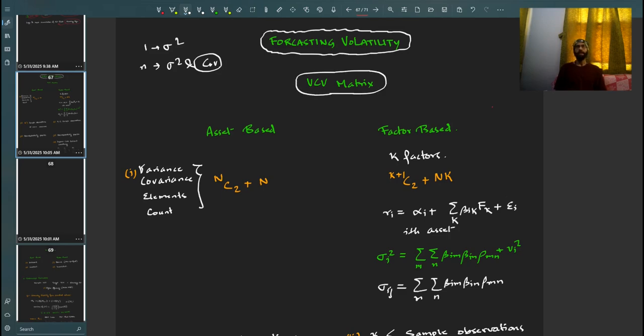Variance covariance matrix. Now this matrix can be constructed in majorly two different ways. One is the asset based way and second is the factor based way, right? These two are the major ways in which the VCV matrix can be constructed. Now they have their own advantages and disadvantages. We will first talk about the advantages of factor based VCV matrix and then we will move on and talk about the advantages of asset based VCV matrix, right? First, let us talk about the advantages of factor based VCV matrix over the asset based VCV matrix. Let's do it by an example.